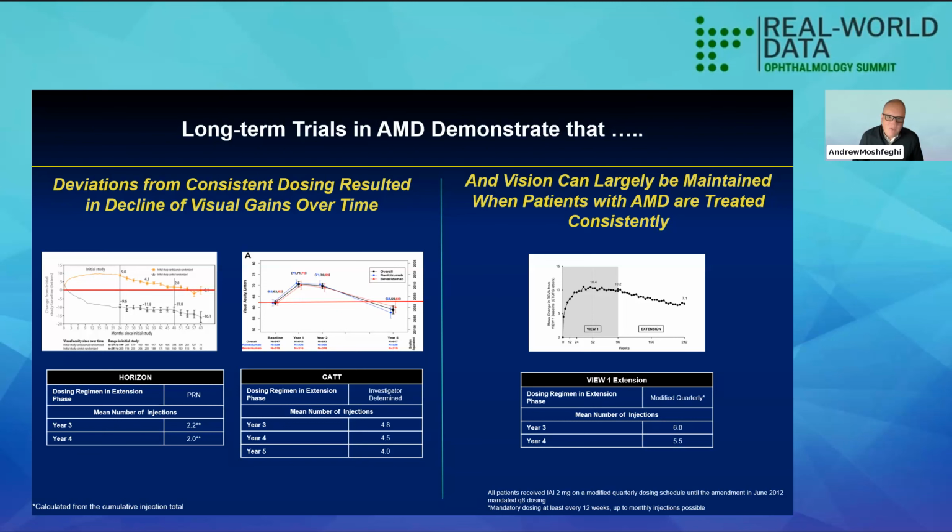And that vision can largely be maintained when patients continue on more consistent dosing, as was done with the modified quarterly dosing in the VIEW 1 extension study with aflibercept, where, yes, there's still a diminishing level of visual gains over time, but the magnitude of that diminution is less magnified.